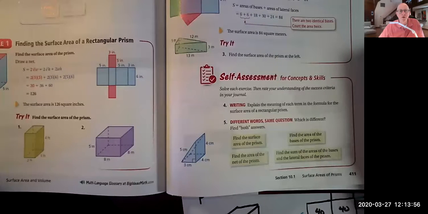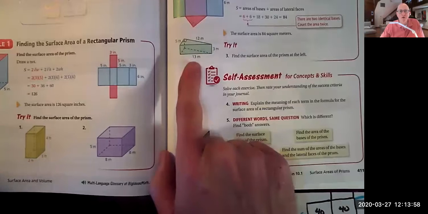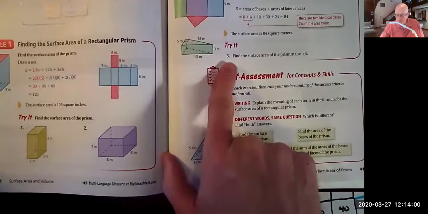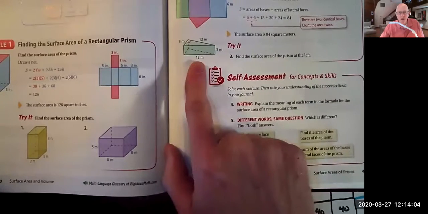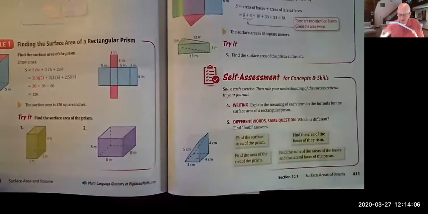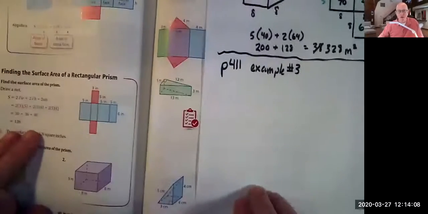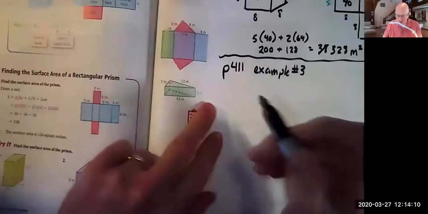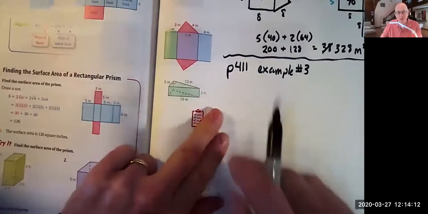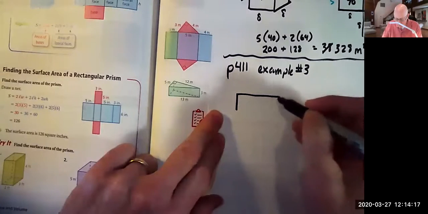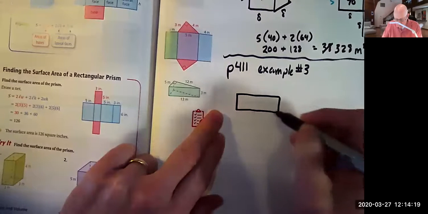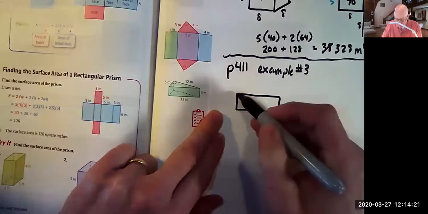And here we go. Here's the problem in the book. It says find the surface area of the prism at the left. Here's the prism. And first step is to copy it. So I'm going to draw the prism here. Again, I'm going to start with the front panel, so I'm going to start with a rectangle. And then I'm going to draw the top.